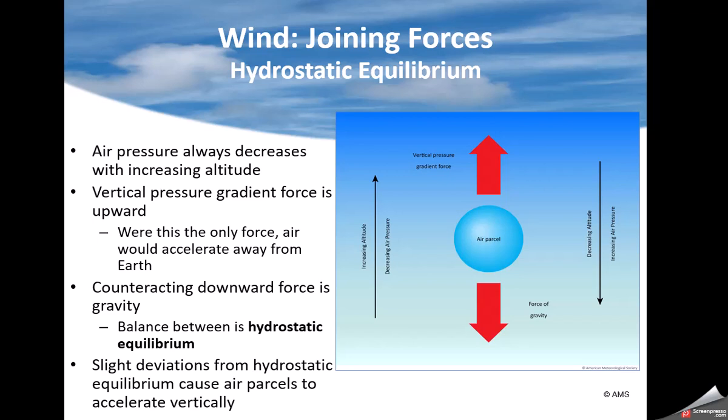Now, say that air parcel encountered a mountain. It would begin to move up the mountain. Say it comes down the other side. It might continue to go down the other side, but it's never accelerating. That's what's key to hydrostatic equilibrium. It says the air parcel can move up or down, but it just can't accelerate.